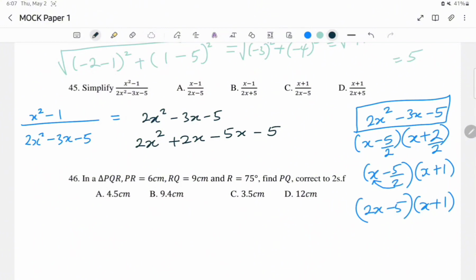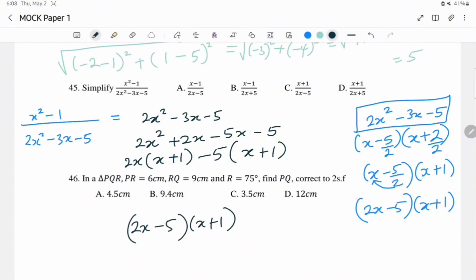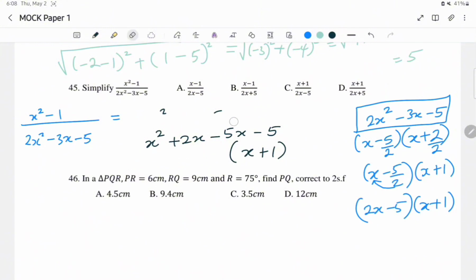So then you factorize in 2's, this first 2 and this last 2. The common factor of 2x squared and 2x is 2x, so I will have x plus 1 left. Then the common factor of minus 5x and minus 5 is minus 5, so I will have x plus 1. After factorizing, I will have (2x - 5)(x + 1), which is equivalent to what we got here. So regardless of the method, as long as you solve it correctly, you will get the same answer.